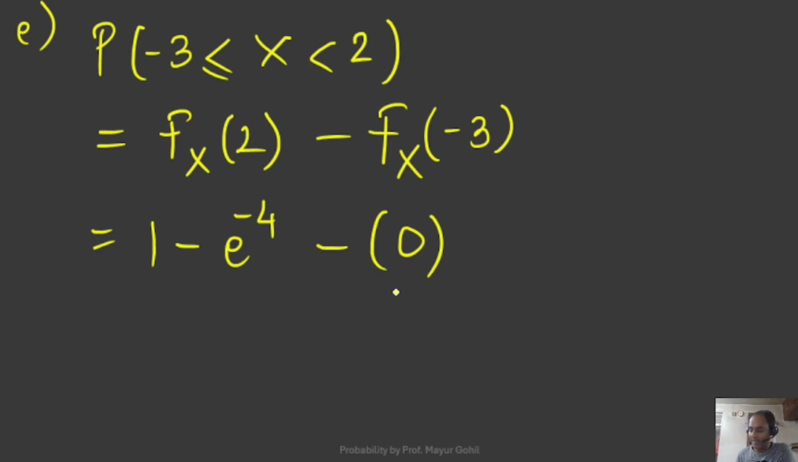Let us see how to handle that. Because the CDF is not defined for negative numbers in our situation here, we will write that it is going to be 0. So it is 1 minus e raised to minus 4, and the value of the probability is 0.98168. That will be your answer.